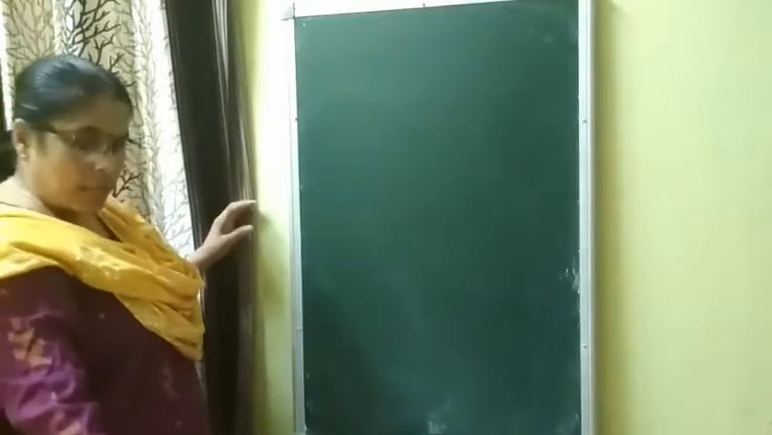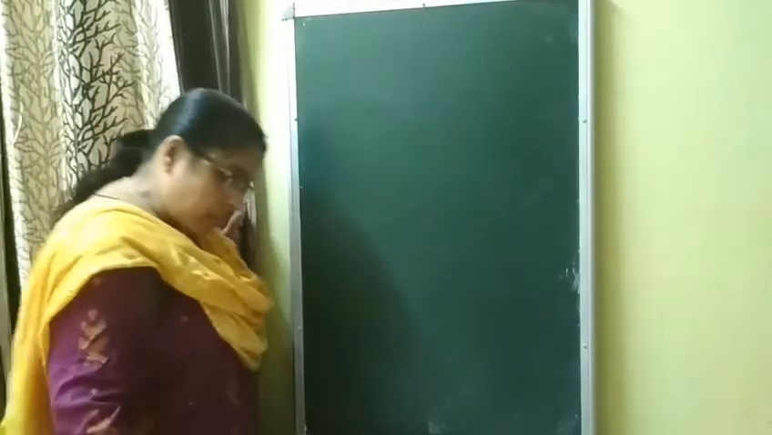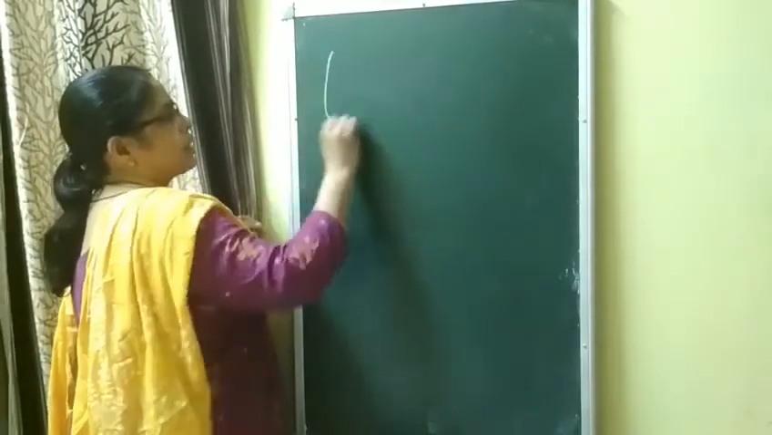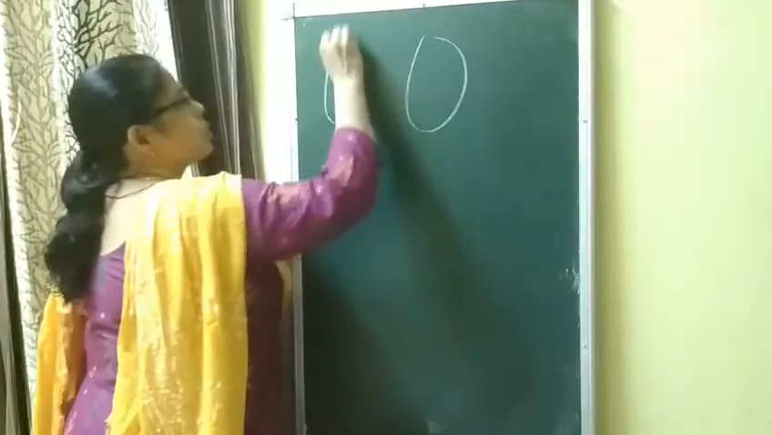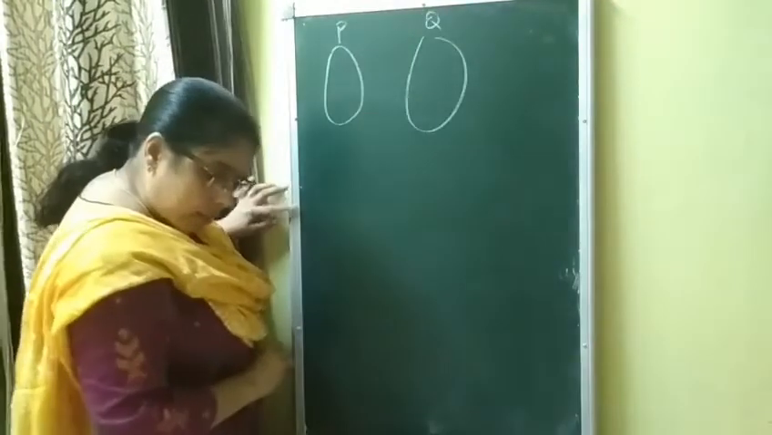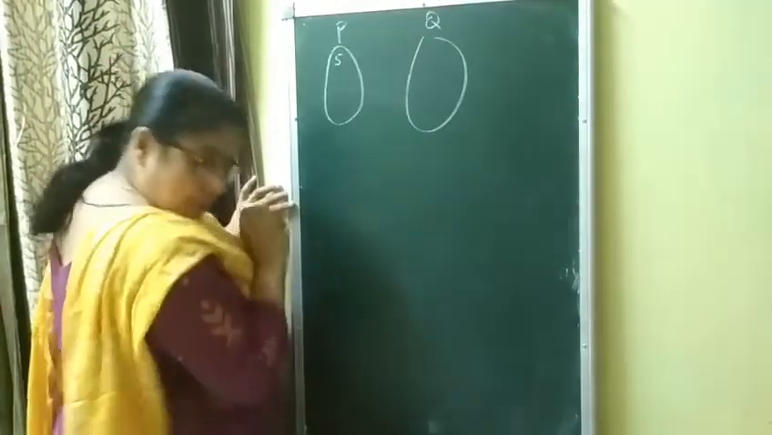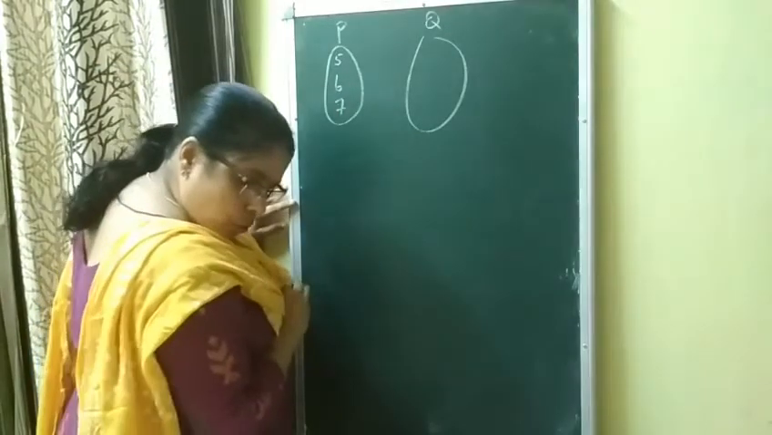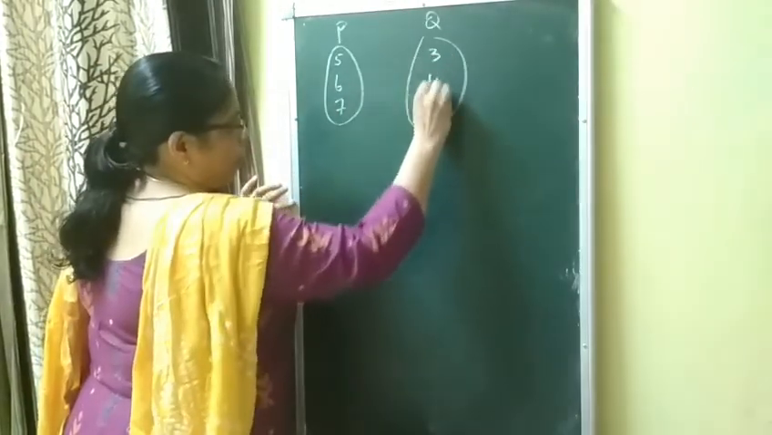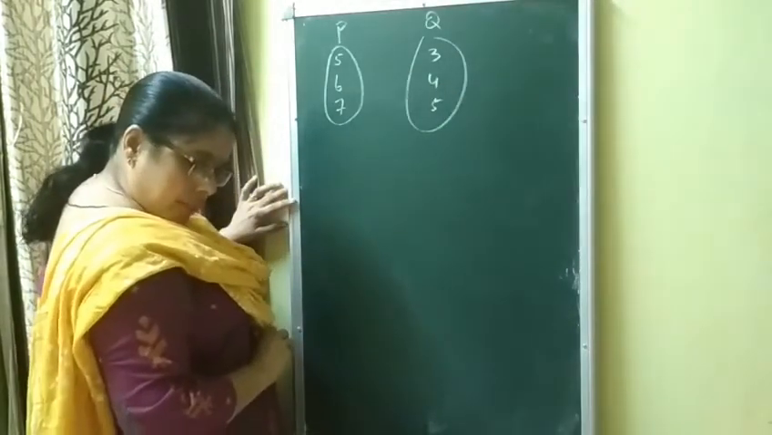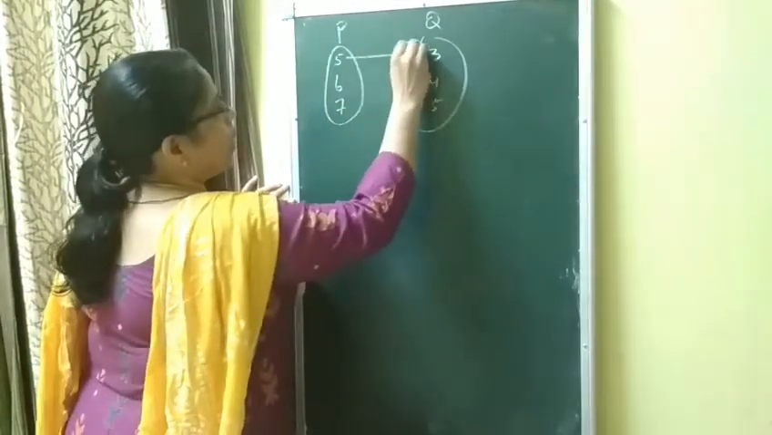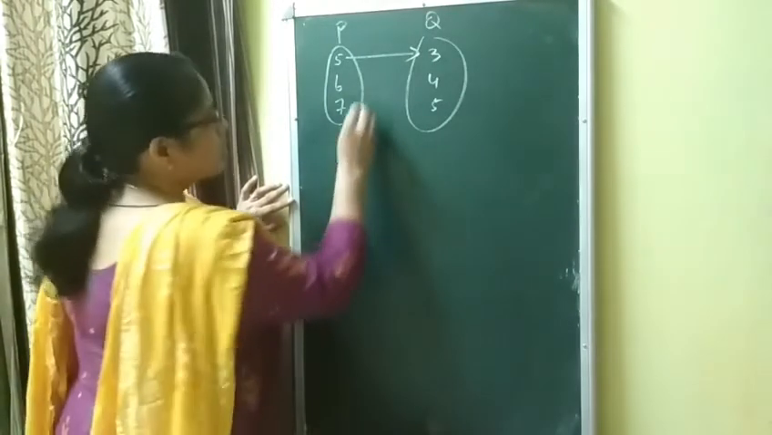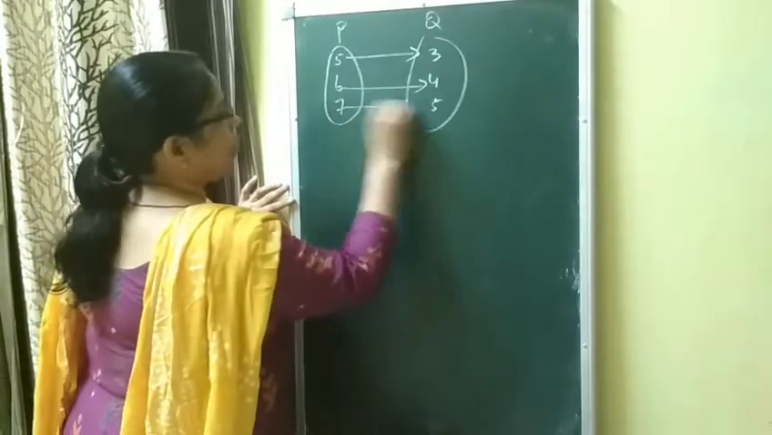Suppose that you are given an arrow diagram, how can we write it in set builder form? I am giving two sets, say set P and set Q. This is P and this is Q, and the elements of set P are 5, 6, 7, and the elements of set Q are 3, 4, 5. The arrow diagram is connected in this way: 5 to 3, this is question 4 of exercise 2.2 of the NCERT book, 6 to 4 and 7 to 5.